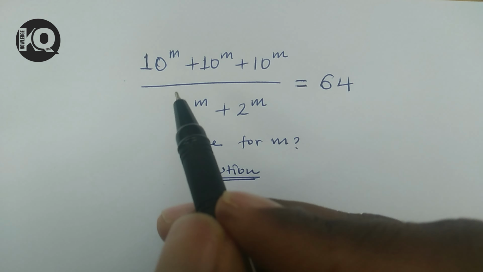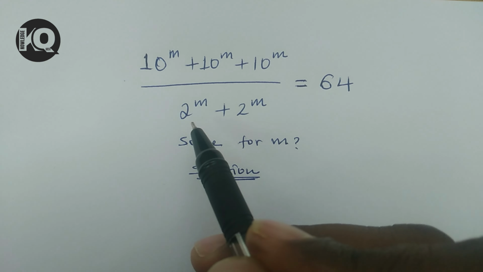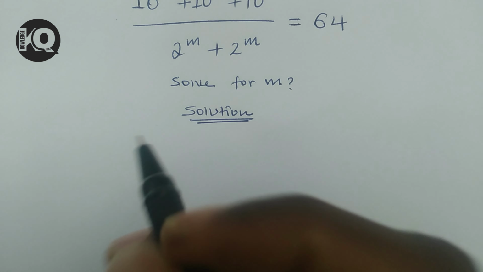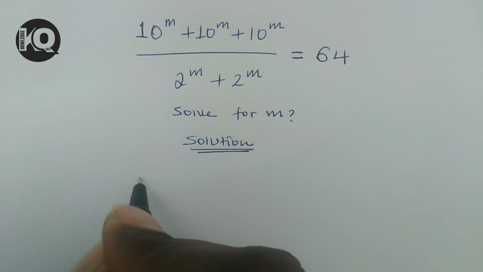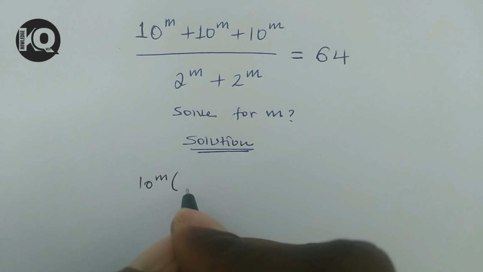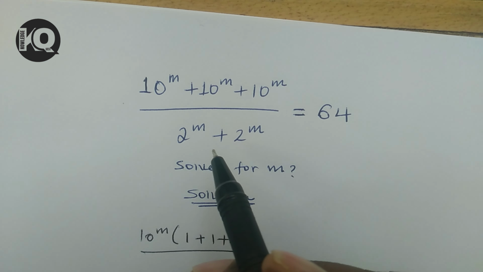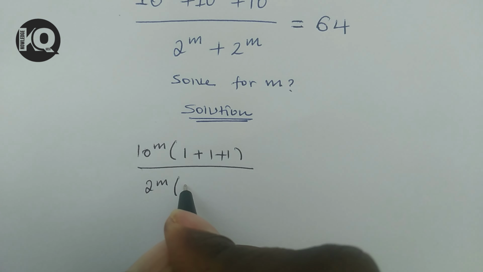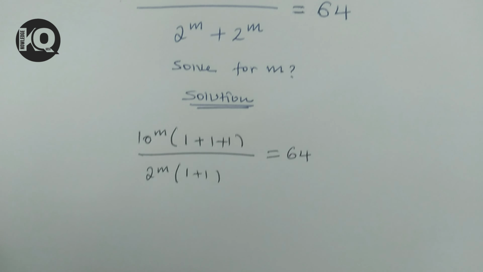As you have seen from the problem, we have 10 to the power of m, which is a common term in the numerator, and also 2 to the power of m in the denominator. So let's factor out the common term for the numerator and also for the denominator. For the numerator, 10 to the power of m is a common term, which is 1 plus 1 plus 1, divided by, for the denominator, 2 to the power of m is our common term, and 1 plus 1, which is equal to 64.